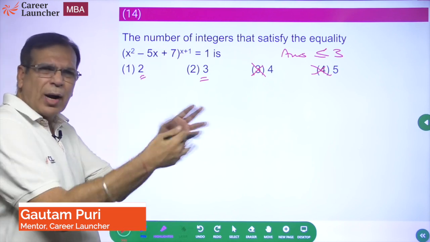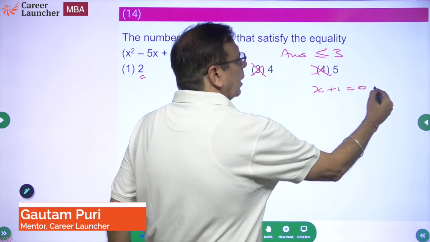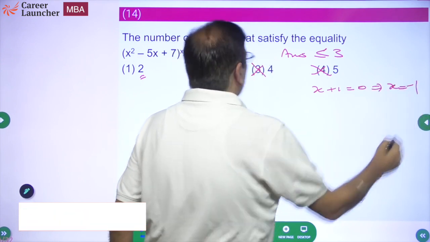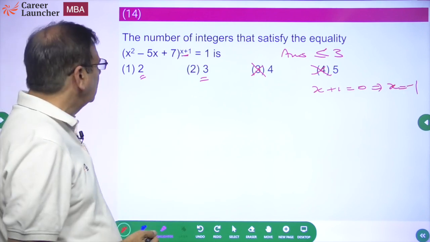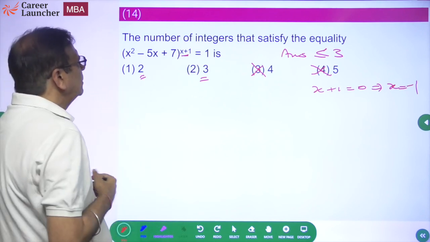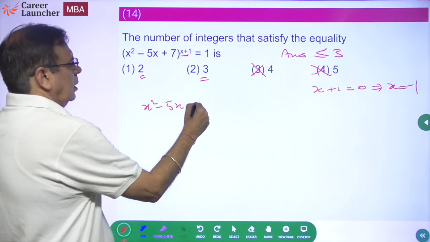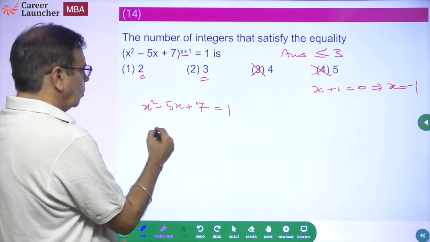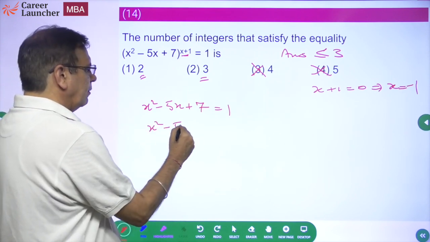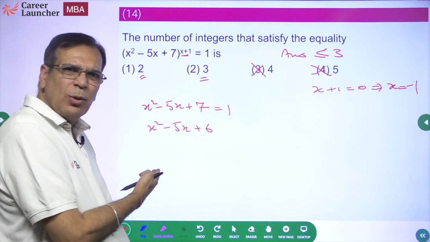Let's do it, this is not a jugaad but let's do it. X plus 1 equal to 0 implies x equal to minus 1. Okay? If the power is 0, obviously this will become equal to 1. Okay. What about the inside of this? If this is equal to 1, 1 to any power will again be 1. So what does it become? X square minus 5x plus 6. This we found out, right? X minus 2 into 3.